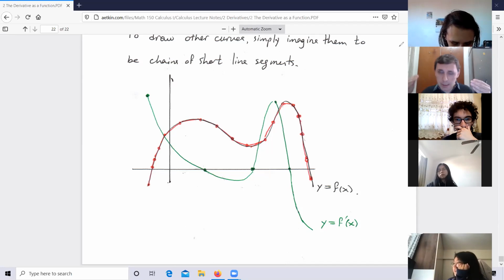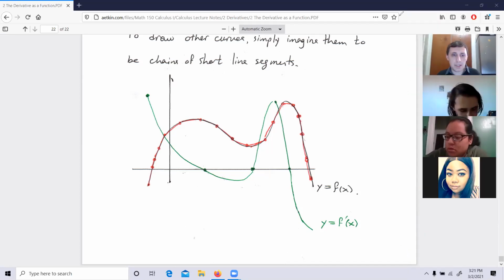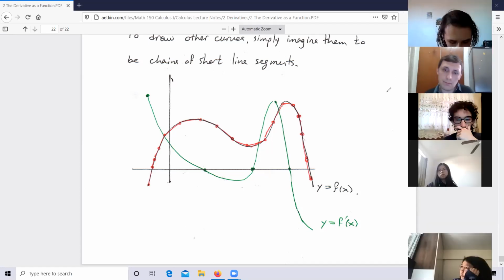Now, it's a limiting process. It's not true that those line segments that I drew built up that black curve. It's not true. It's only an approximation, right? Because it's not a full straight line over that region.